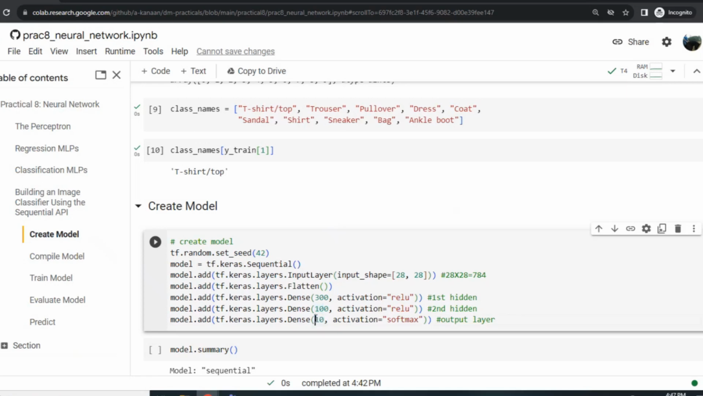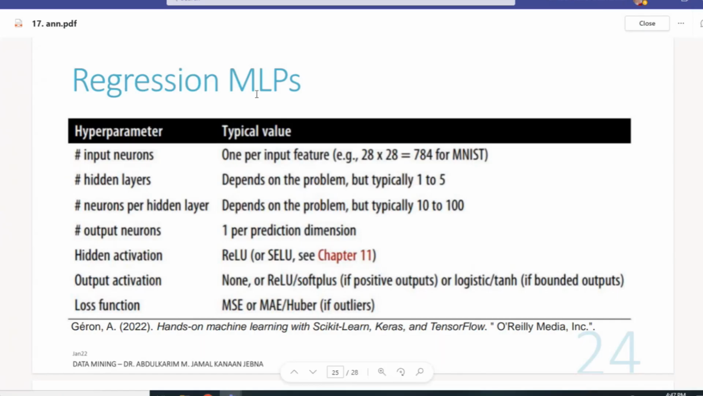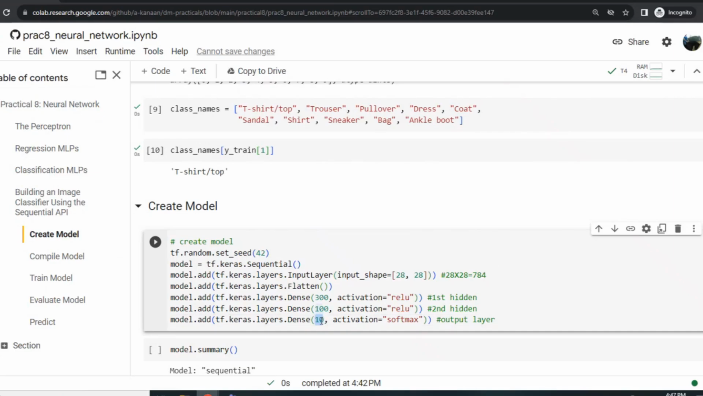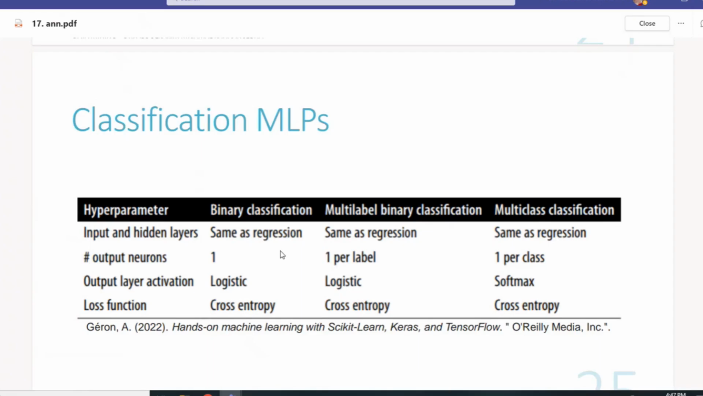Since this is a classification problem, if you check back the slides for classification MLPs, when we look for the number of neurons for the output layer, for multi-class classification it is one neuron per class. How many classes do we have? 10 classes, correct? T-shirt, ankle boot, and so on. We have 10 classes. This is why we put 10 here. Again, you have to be careful when you assign the number of units. It depends. You can check back the slides in order to determine the right number of neurons.